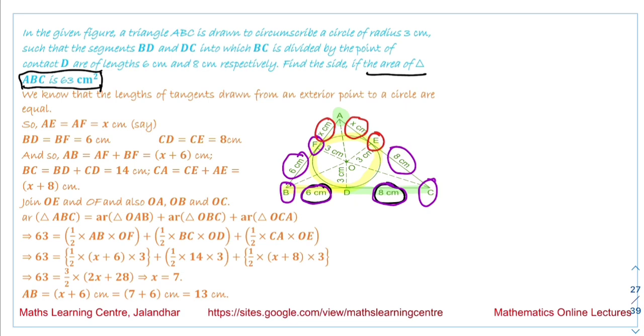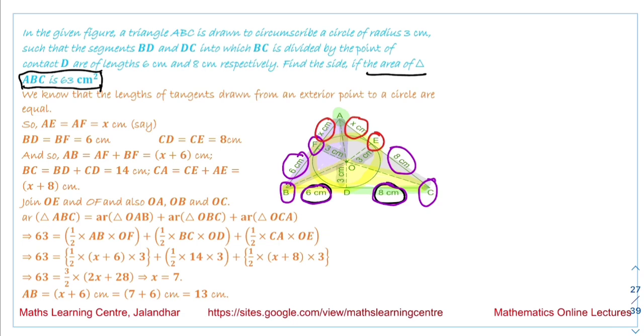The radius is given to be 3 centimeter. So again we are considering 3 triangles over here. One is this triangle BOC. Second, we are talking about the triangle CAO. And third, we are considering the triangle ABO.